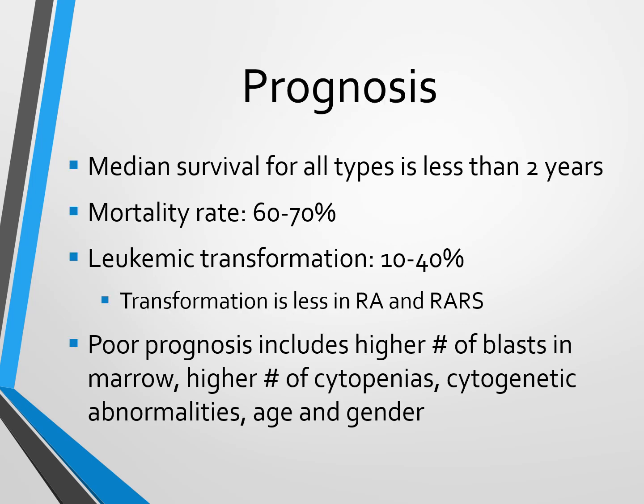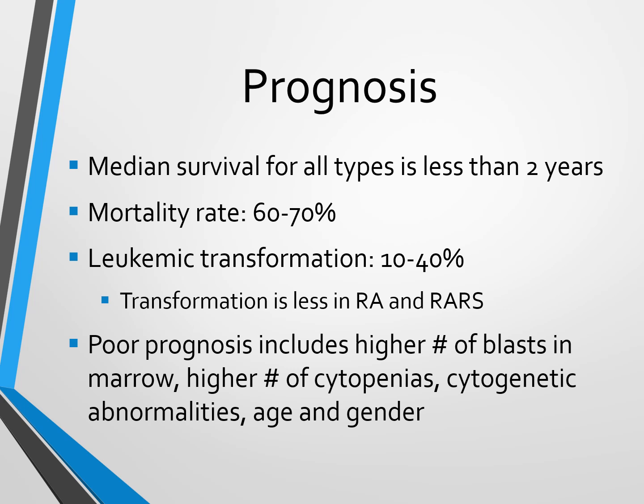So just a quick review of prognoses. Median survival for all types of myelodysplastic syndromes is usually less than 2 years. Mortality rate is 60 to 70%. And then leukemic transformation is actually kind of variable, with 10 to 40% of those MDSs transforming into an acute leukemia. Transformation is less in refractory anemia and refractory anemia with ring sideroblasts. But once we get into those higher percentages of blasts, like we have in refractory anemia with excess blast, we then have a higher incidence of transformation into an acute leukemia.